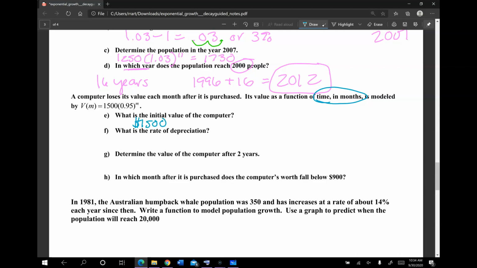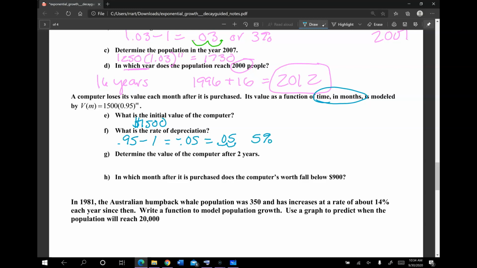Okay, what is the rate of depreciation? So we're going to say 0.95 minus 1. Well, that's going to give us a negative 0.05, but we know our rate is supposed to be positive, so you're just going to make it positive. That's just me giving you the cheat. So convert it back to a whole number, or percent, move that decimal 2 places to the right. So this computer is depreciating at a rate of 5%.